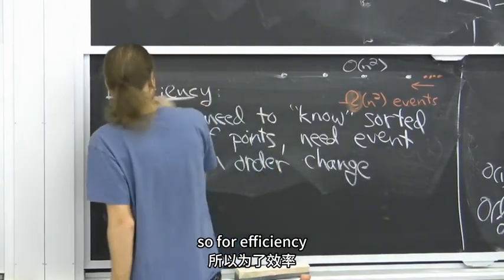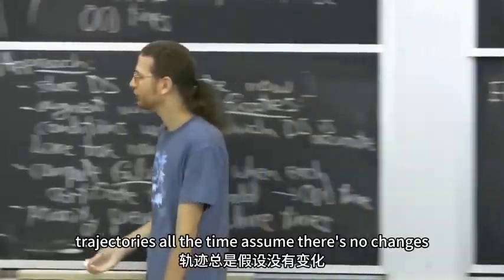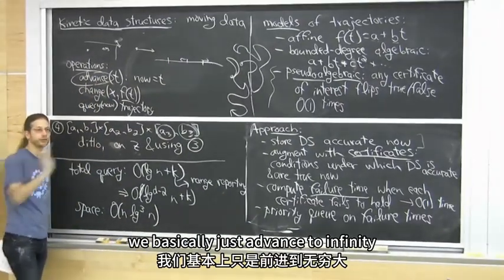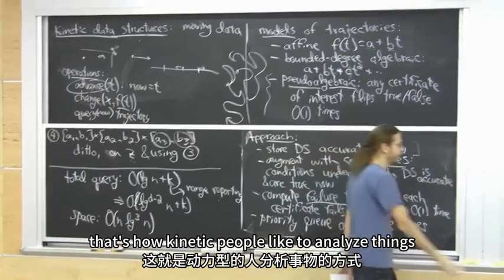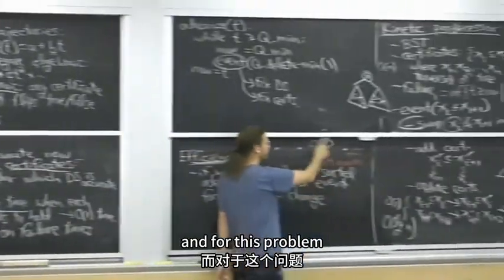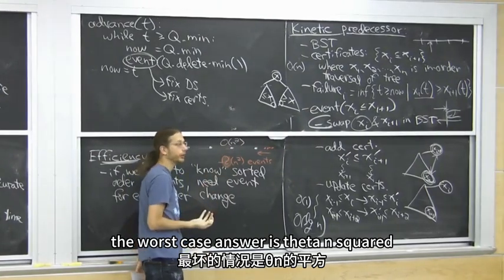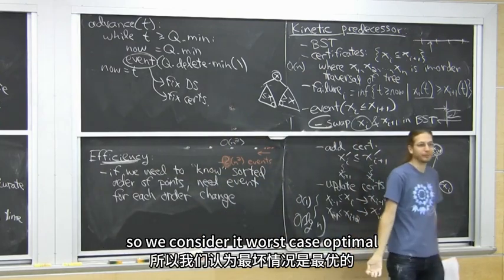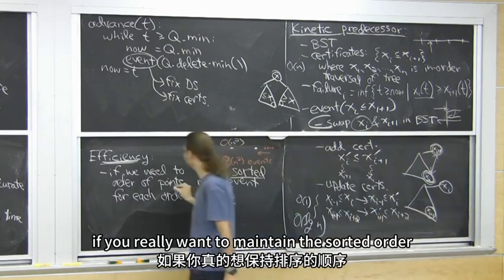So for efficiency, because it's really hard to analyze if points are changing their trajectories all the time, assume there's no changes. We basically just advance to infinity. How much could that possibly cost? That's how kinetic people like to analyze things. And for this problem, for maintaining sorted order at all times, the worst case answer is theta n squared. This data structure achieves theta n squared, so we consider it worst case optimal in this weird sense. Okay, this is if you really want to maintain the sorted order.